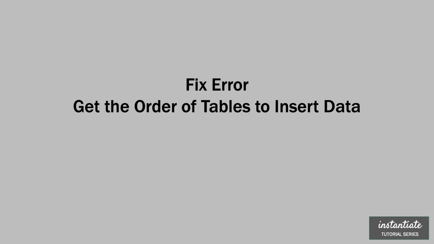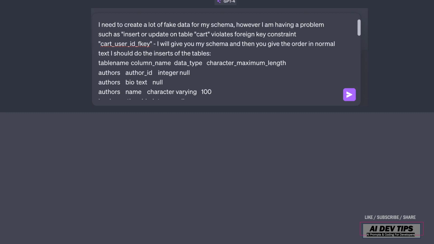need to get the order of the tables to insert the data because there's a dependency problem. Some of the data and tables that we were handling first are actually reliant on later tables. We could figure that out pretty easily, but let's throw it to ChatGPT and see if it can do it quickly.